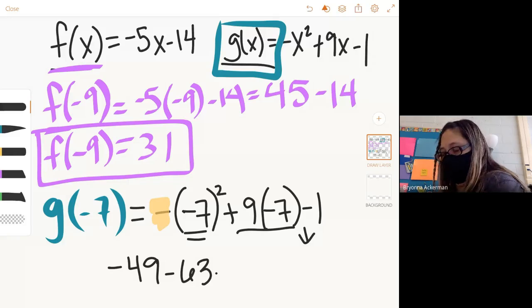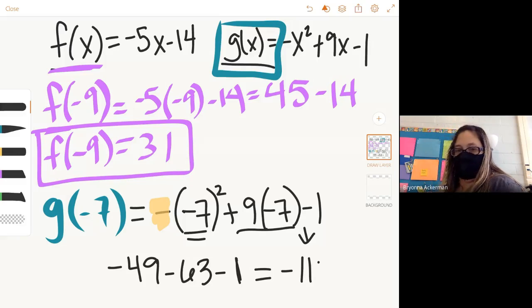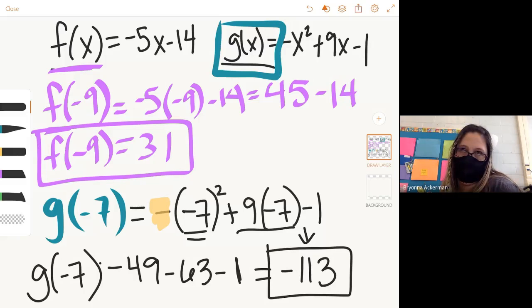Okay, now the only thing left is the subtraction. So you just go left to right in this case. Negative 49 minus 63 minus 1. What do we get? Negative 113 is what I got. Okay, so that means G of negative 7 is equal to negative 113.